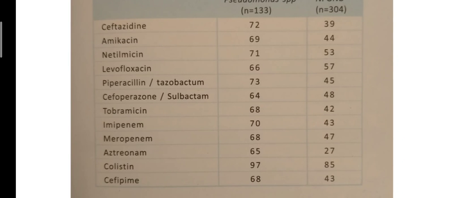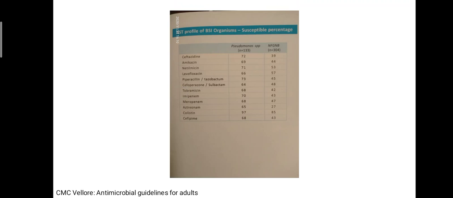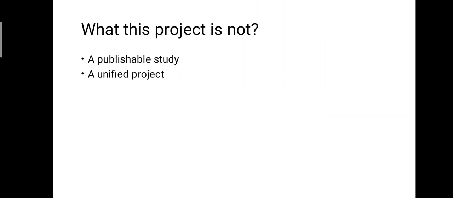So as you can see, 69% of the organism is susceptible to amikacin, whereas 97% of the same is susceptible to colistin. So it gives you a rough picture of the susceptibility pattern of the organisms isolated in that region. So this is what an antibiogram is, according to my understanding.